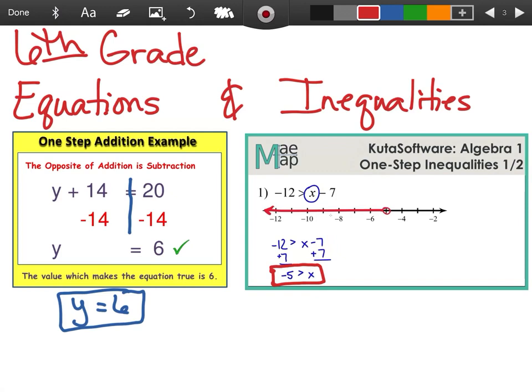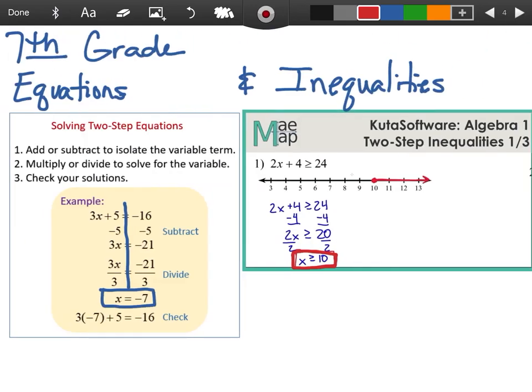Remember, with the inequality, if it is a greater than or less than sign, your dot on your graph was a circle. It was not filled in. If it was greater than or equal to, then your dot was completely filled in on your graph. That was the only thing really that you had to remember, all right?